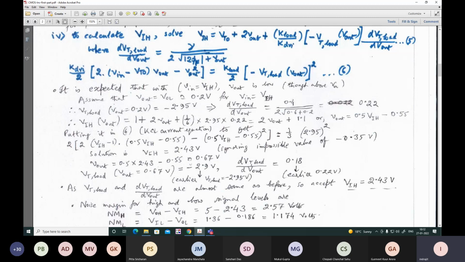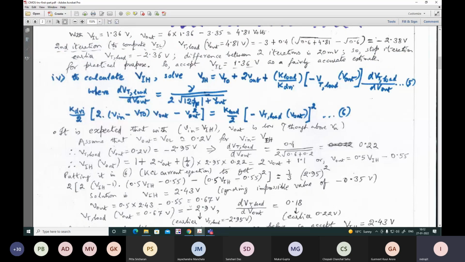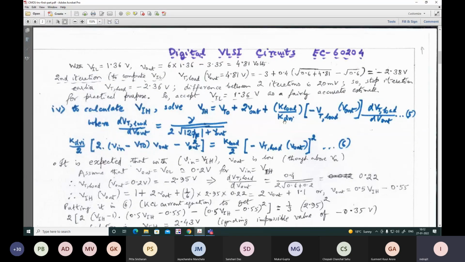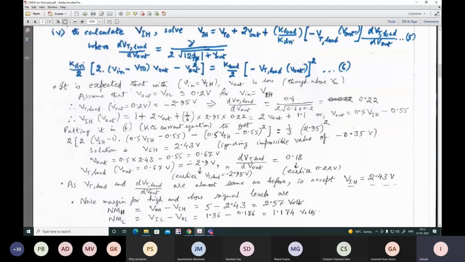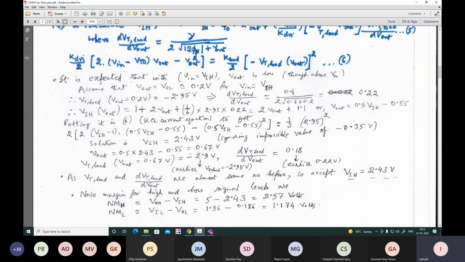Now we calculate Vout, we found it to be 0.67. Justifiably it is above the VOL. VOL, as we recall, we found out to be, I think, what was the value we got? That was, yeah, 0.186. So obviously 0.67 is above 0.186. What we do, recalculate threshold voltage. Earlier was this. So as before, we recalculate the slope from 0.18, it is refined to 0.22.